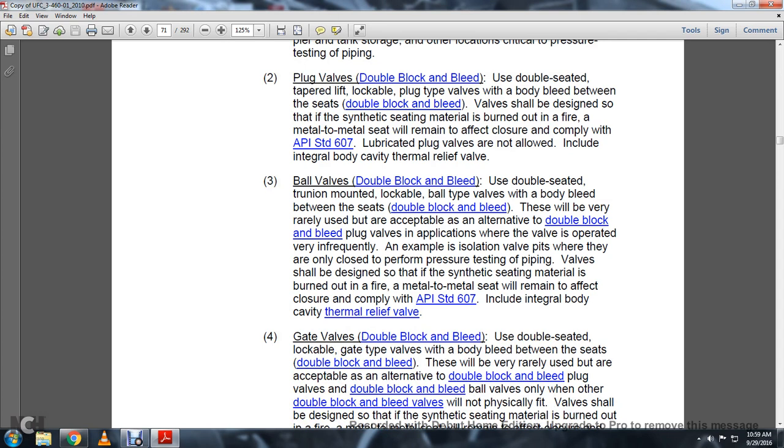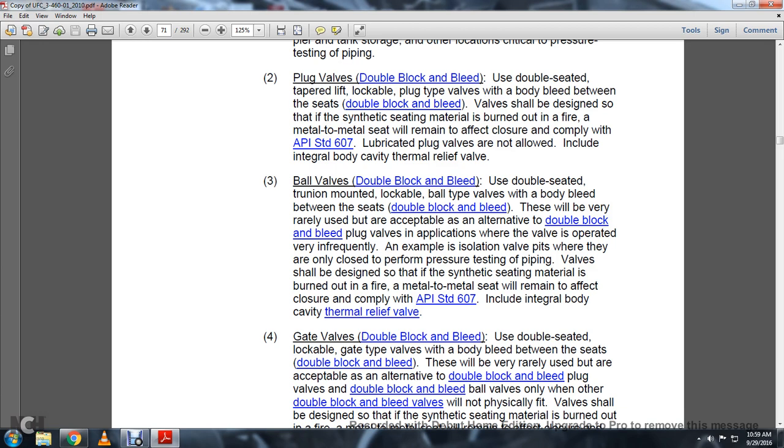Ball valves, double block and bleed. Use double seated, trunnion mounted, lockable ball valves with the body bleed between the seats of double block and bleed. These will be used very rarely but are acceptable alternatives to double block and bleed plug valves where the valve is operated very infrequently. Example: the isolation valve of the pits when they are only closed to perform pressure testing of piping.